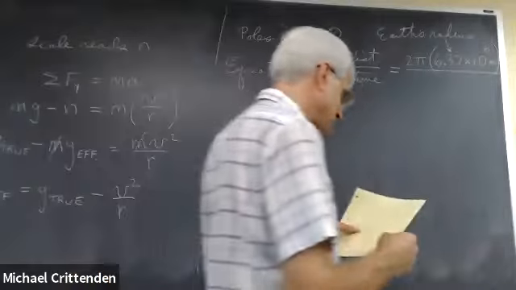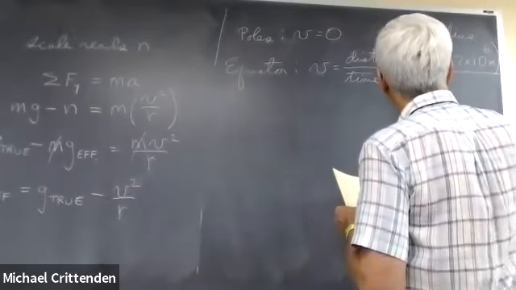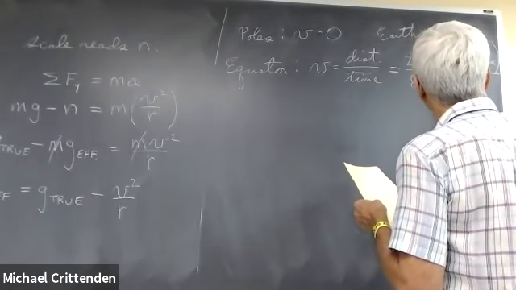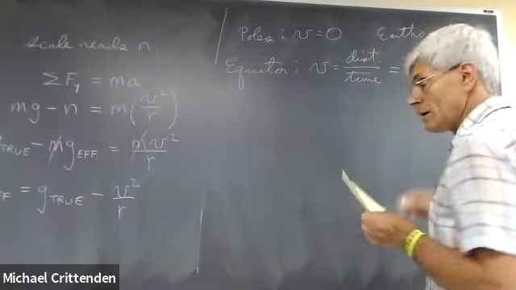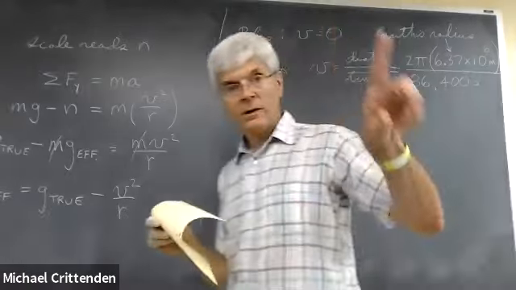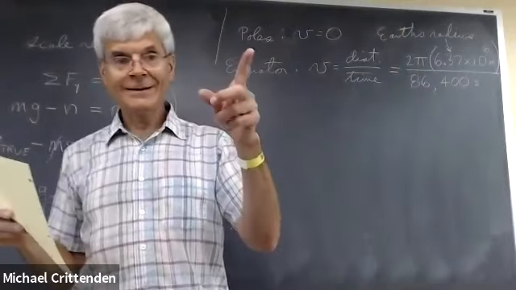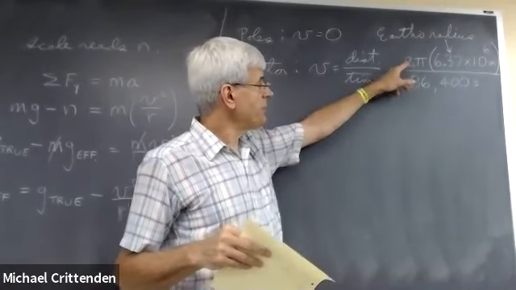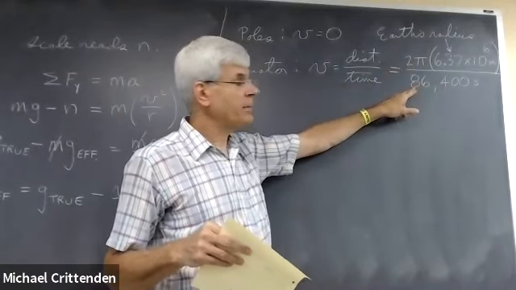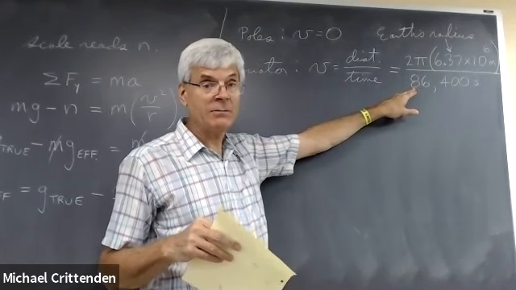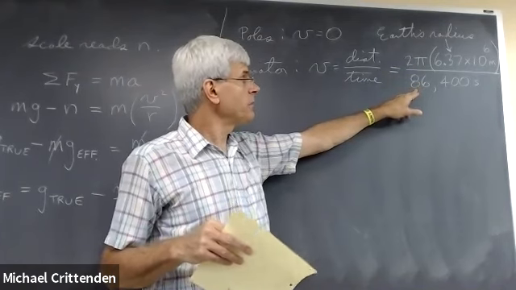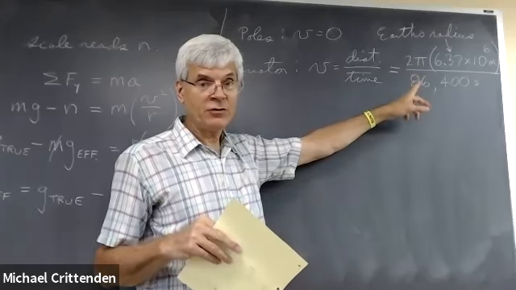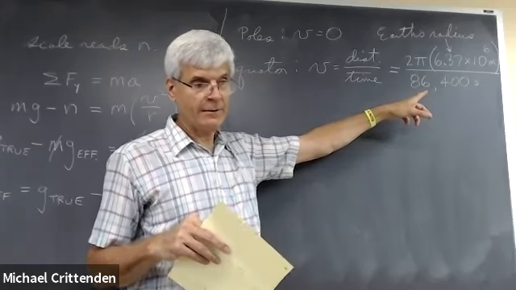As for the time, you go all the way around the circle in 1 day. So you cover this much distance in 1 day, except we want meters per second, not meters per day. This number that I have here is 60 times 60 times 24.